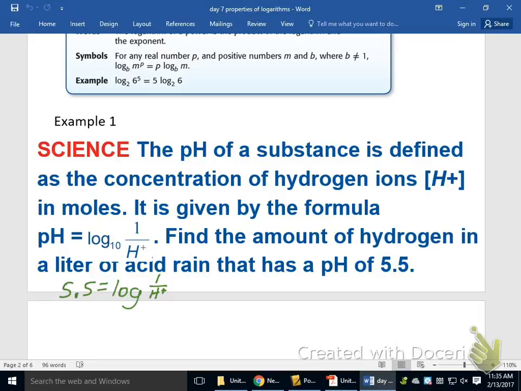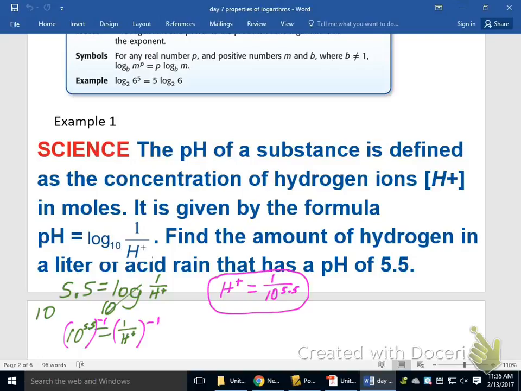To solve for H plus, I'm actually going to have to change forms here, as this is in the logarithm and I can't really do anything with it. So I'm going to put a base of 10 on both sides so that that will cancel out on the right. And I'm left with 1 over H plus equals 10 to the 5.5. Now what I'll do is reciprocate both sides to get this solved for H plus. So H plus over 1 will equal 1 over 10 to the 5.5. That's actually going to be a good answer for me right now.